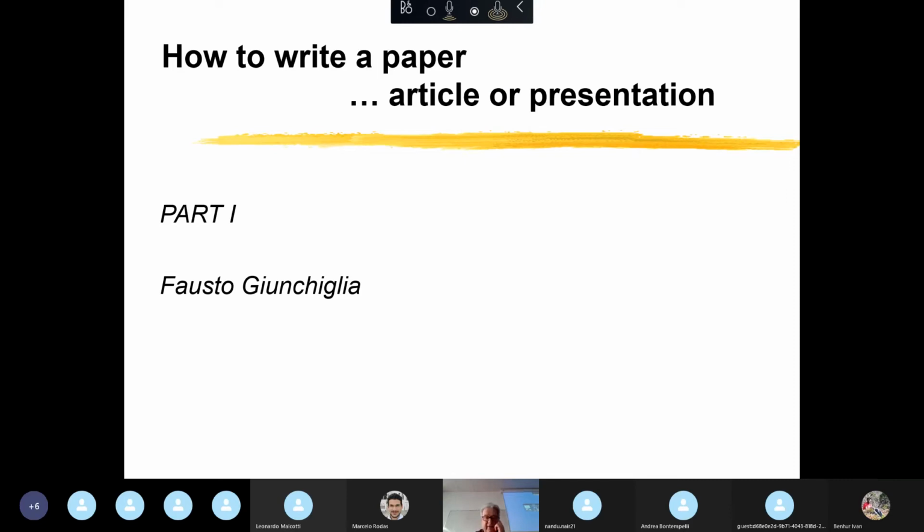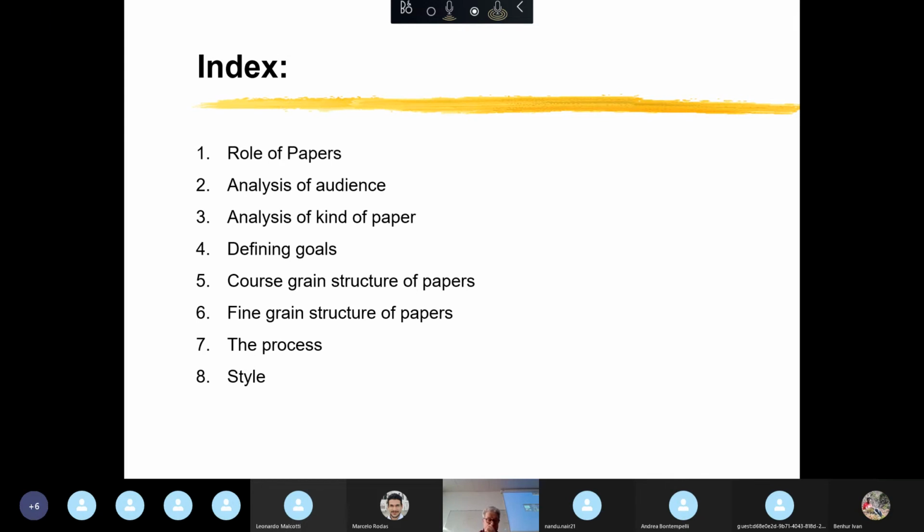How to write a paper, article, or presentation. So mainly these are not to do with the style of presenting, but rather really how to produce an argumentation.